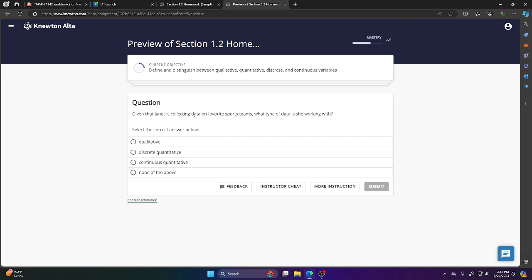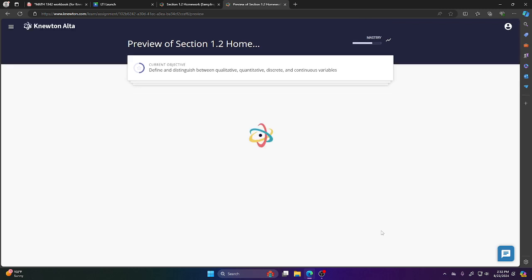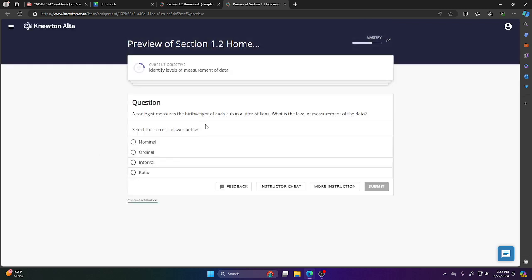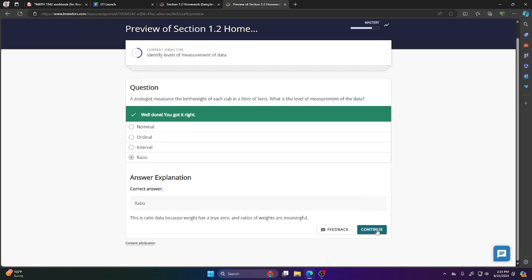Given Janet is collecting data on favorite sports team, what kind of data? Favorite sports team. Qualitative. Yep. Just the name. You're not even ranking them yet. Okay, zoologist. Birth weight of each cub. Birth weight. Ratio, because you can have like 0 birth weight would be not a cub at all, right? So yes. Very good. Very good.